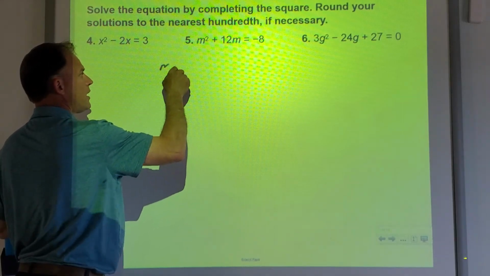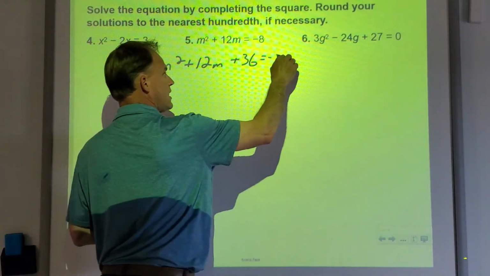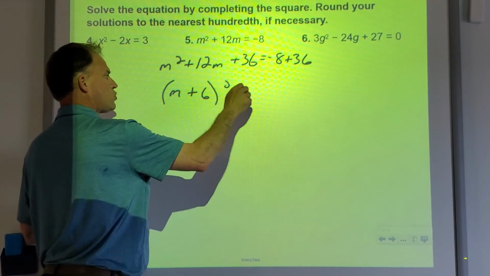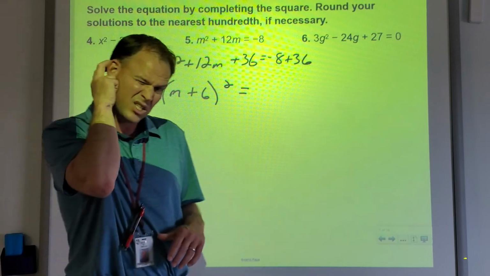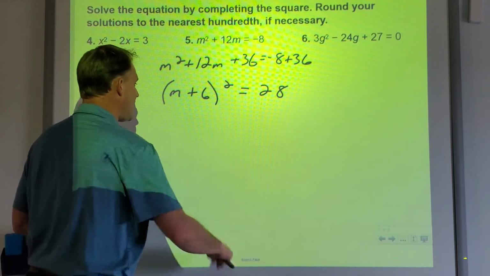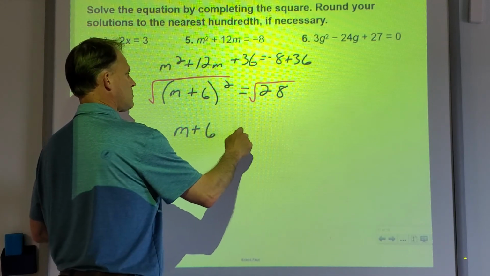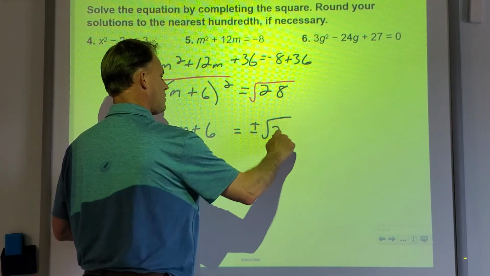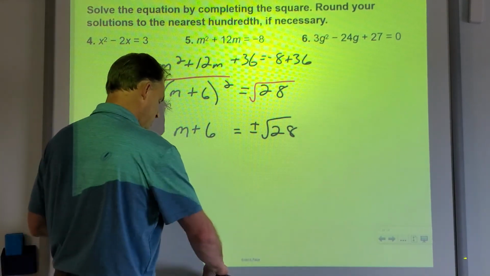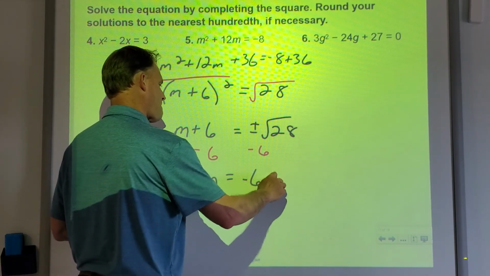Half squared, m squared plus 12m. Half is 6, plus 36 is negative 8 plus 36. This is going to be m plus 6 squared. 36 minus 8 is 28. All right. Square root both sides. Not a perfect square, so we're going here. Again, traditional, minus 6 minus 6. Traditional answer looks like this.